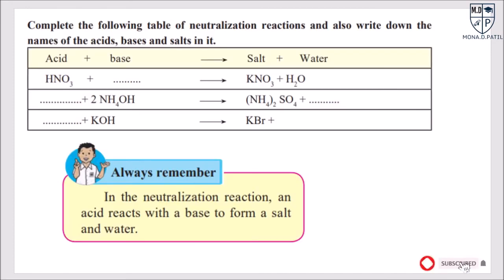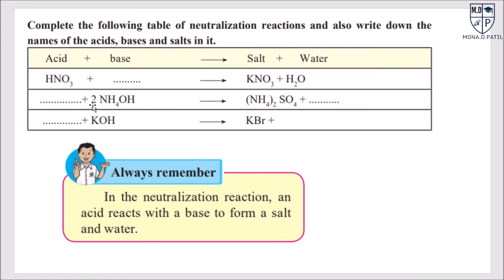Now here in the table, complete the following table of neutralization reactions and also write down the names of acid, base and salt in it. Here the acid, nitric acid, is given and the base is not given. From the product we can come to know what base can be there. KNO3, so NO3 comes from nitric acid, so K is here. Okay. So K and OH make the base, so KOH means potassium hydroxide.